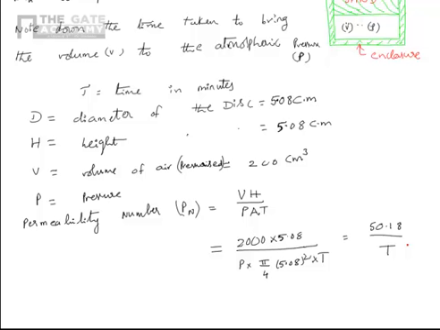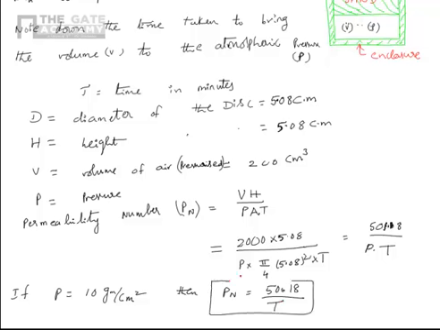The pressure you need to take is 10 grams per centimeter square. Okay, for external pressure. So this one is 501.8 by PT. If P equal to 10 grams per centimeter square, for example, then Pn equal to 50.18 divided by T. So this one is the standard formula.